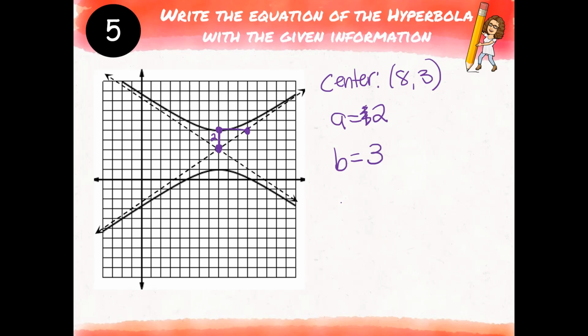Let's write our hyperbola. I do need to take a minute, though, because this doesn't have just one template. There's two different templates. It is an up and down, right? So that means the y has to show up first in my template. So I'm going to put the y first. There's a subtraction.